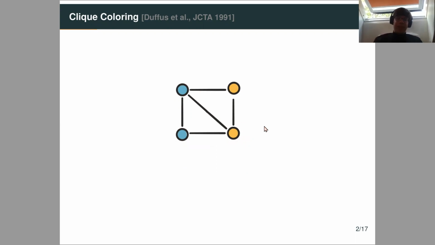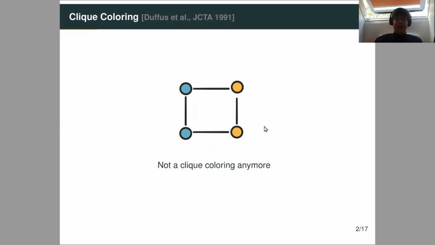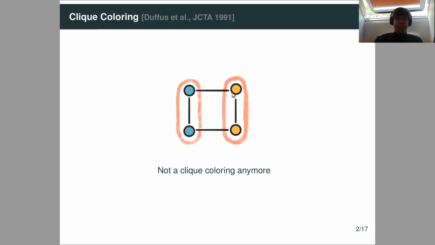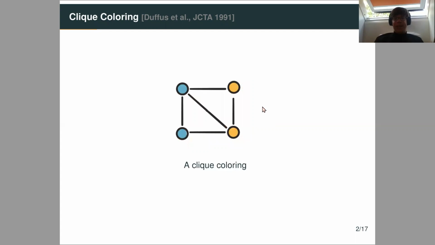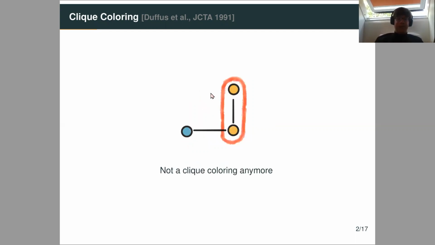Now, clique colorings behave quite differently from proper colorings. For example, we can destroy a clique coloring when we take subgraphs. So if we remove this edge, for example, then this coloring is not a clique coloring anymore, because here we have two monochromatic maximal cliques. And even when we take induced subgraphs, this might happen. So now we remove the vertex in the top left, and we also have a monochromatic maximal clique in the graph.